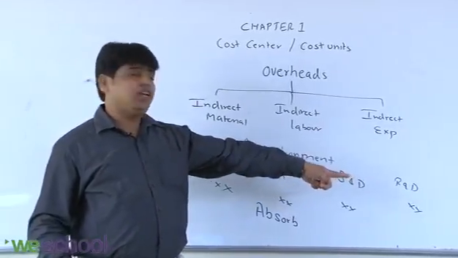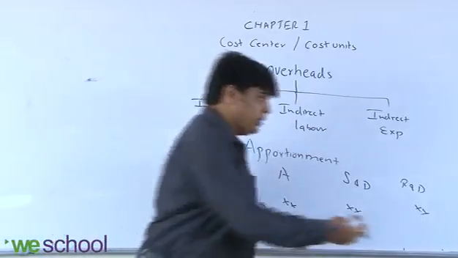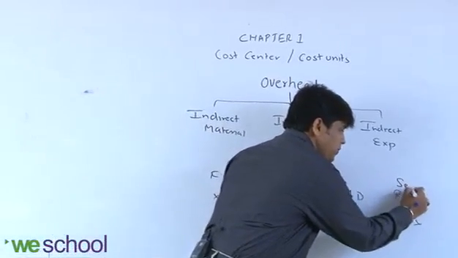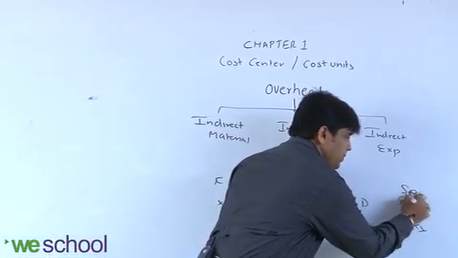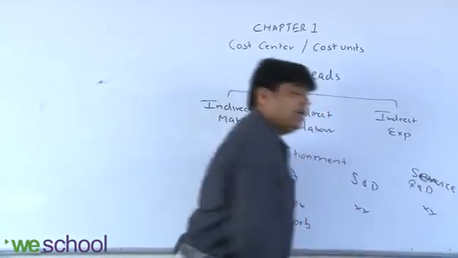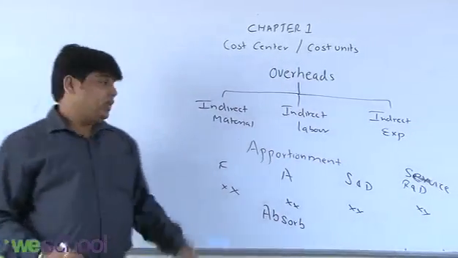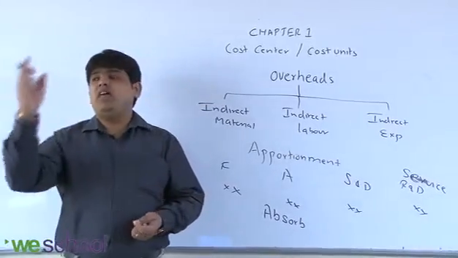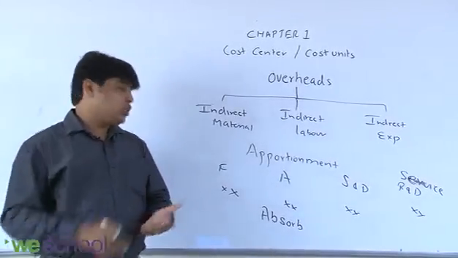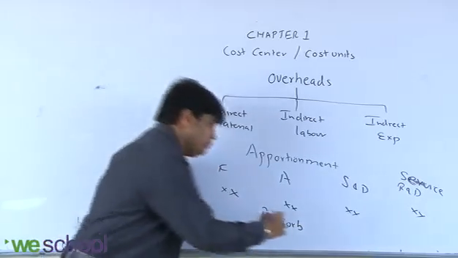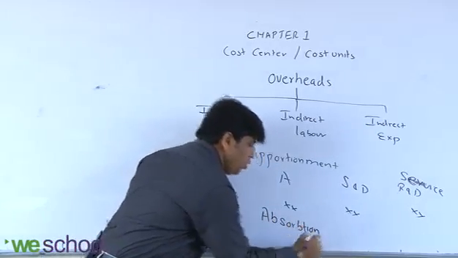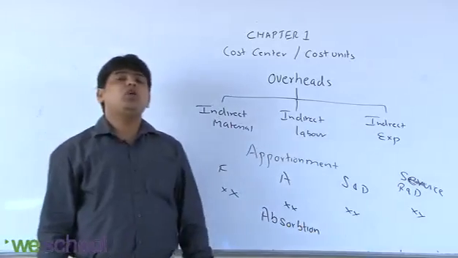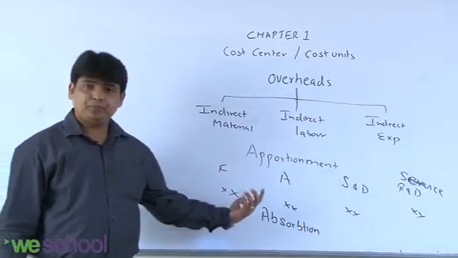Similarly, research and development or service department expense is an expense for all the products. Now this expense is to be charged to each and every product. That is called absorption of the overheads.